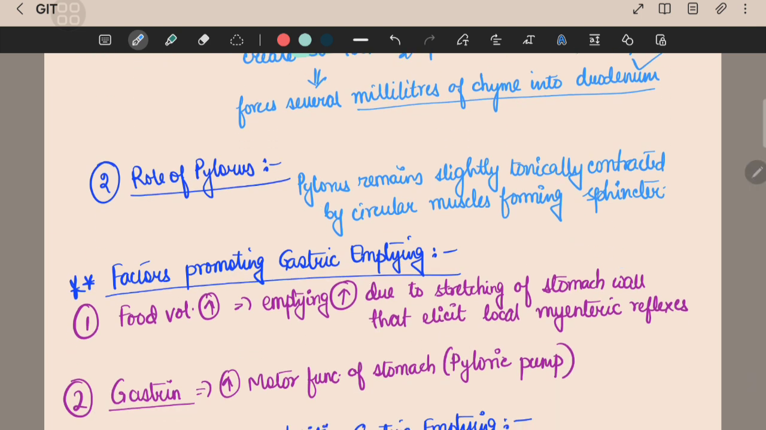What is the role of the pylorus? The pylorus will be slightly tonically contracted by the circular muscles. This sphincter will be formed, so that is the role of the pylorus.